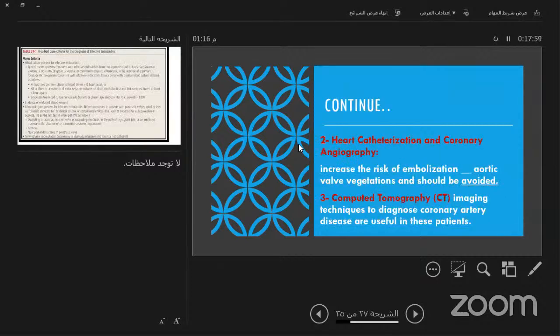Heart catheterization and coronary angiography increase the risk of embolization, especially in aortic valve vegetation, so they should be avoided. CT imaging is useful in these cases.